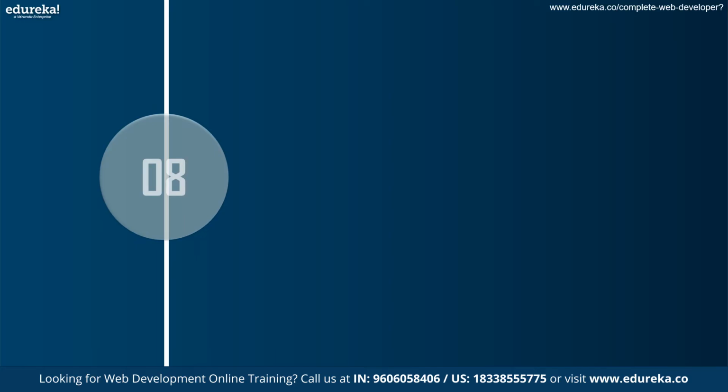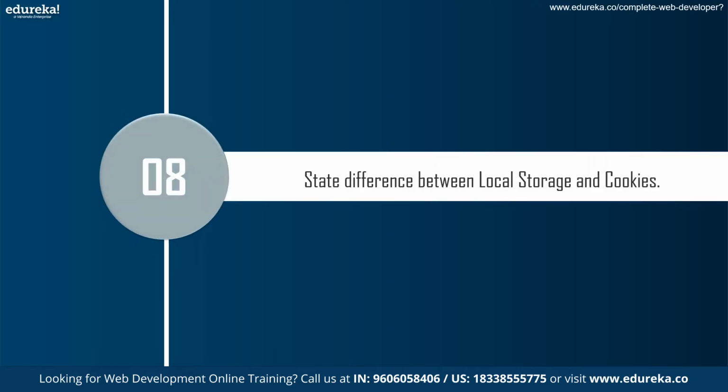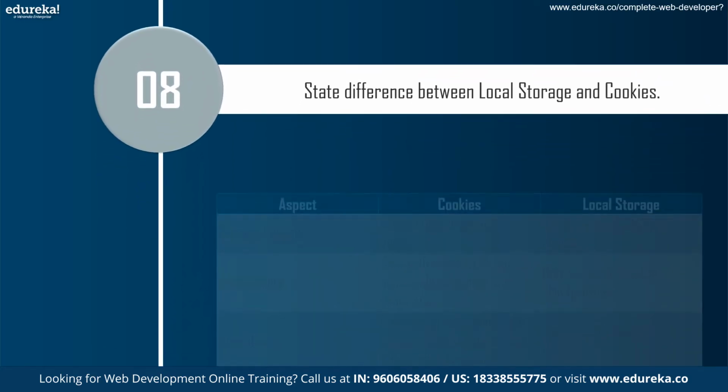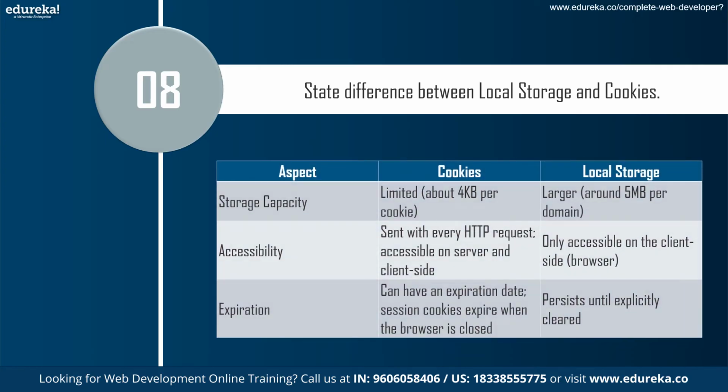Moving on to our 8th question, state the difference between local storage and cookies. Cookies have a limited storage capacity, about 4 KB per cookie, and are sent with every HTTP request, making them accessible from both the server and the client side. They can have an expiration date and are commonly used for session management and user authentication, and are vulnerable to cross-site scripting attacks. Local storage, on the other hand, has a larger capacity, approximately 5 MB per domain, and is only accessible through the client.